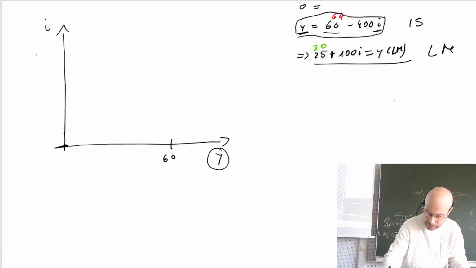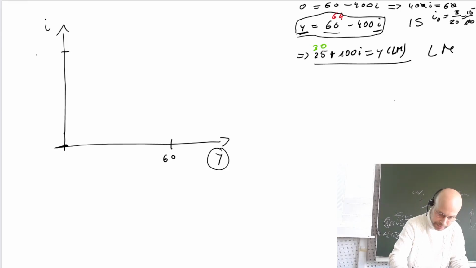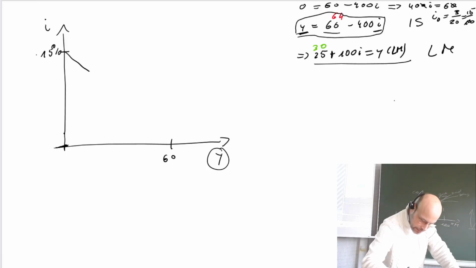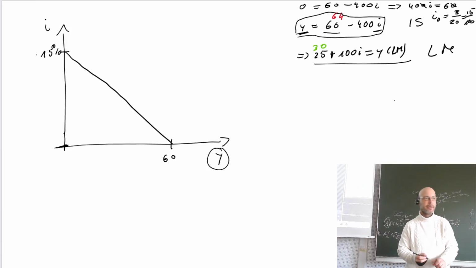So 0 equals 60 minus 400i, and then we obtain 400i equals 60, and then we have i0. We can determine this to 3 over 20, and this is 15 over 100. So we are here at 15%. And then you can draw roughly the IS curve.